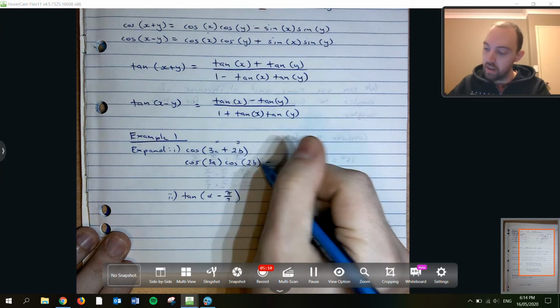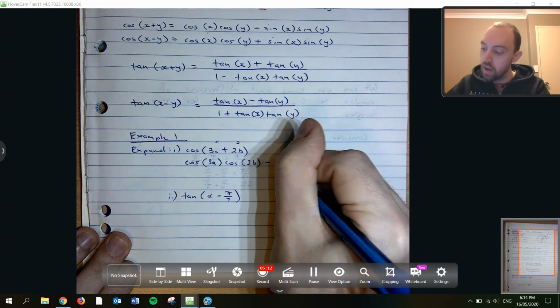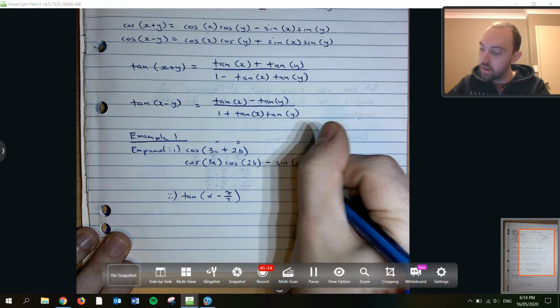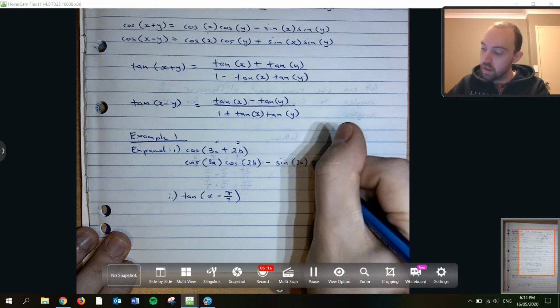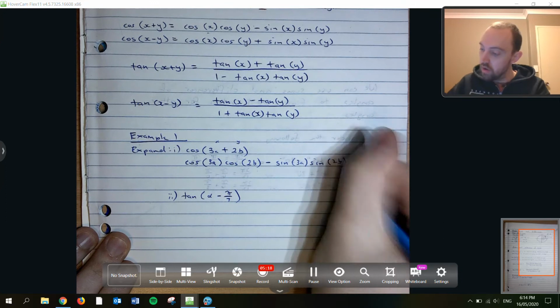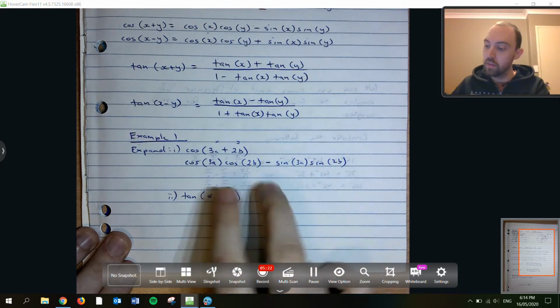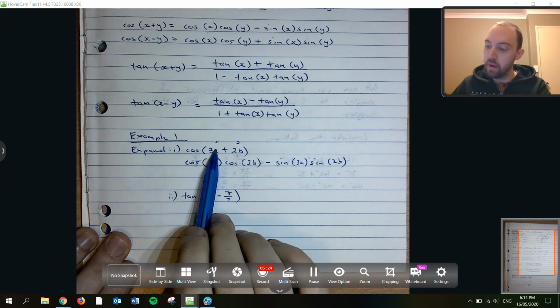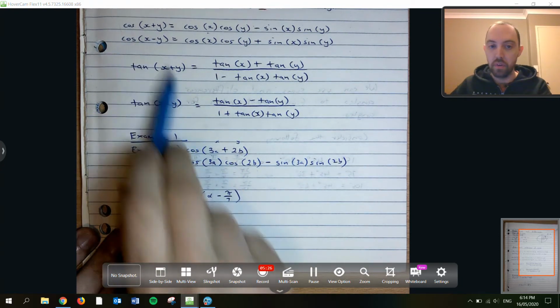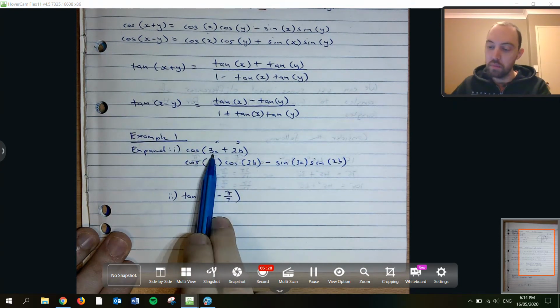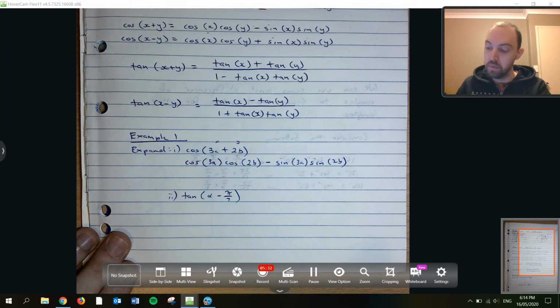Take sine changes for cos. Then we're going to do sine twice. Sine 3a, sine 2b. And so, just replacing the x and y's that I had in my formulas with what goes in place of x and y in the example.